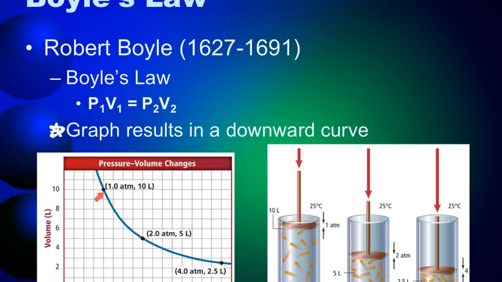Okay, and you can kind of see what's happening here. If we start at 1 atmosphere and 10 liters, okay, if we double the pressure, the volume got cut in half. And if we double the pressure again to 4, the volume got cut in half again. So you can kind of see how this relationship works, right? It's got a downward sloping curve. So the equation again, P1 V1 equals P2 V2. Make sure you've got that down. That's Boyle's law, the first one.